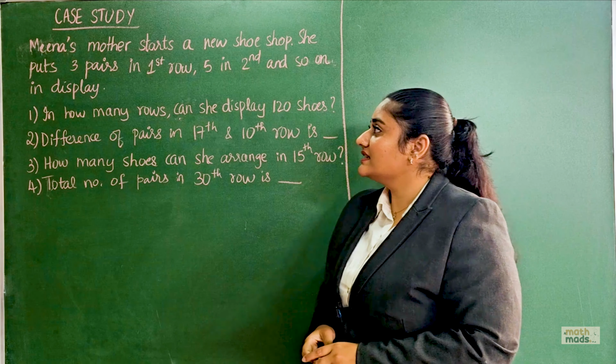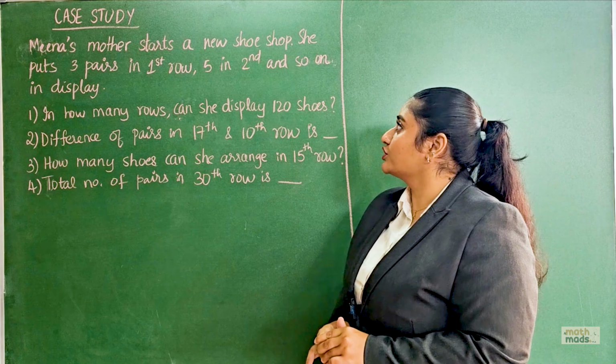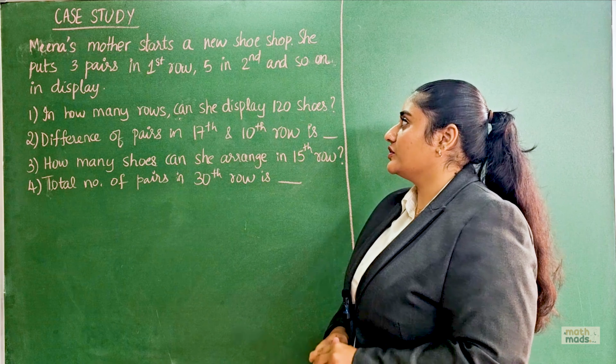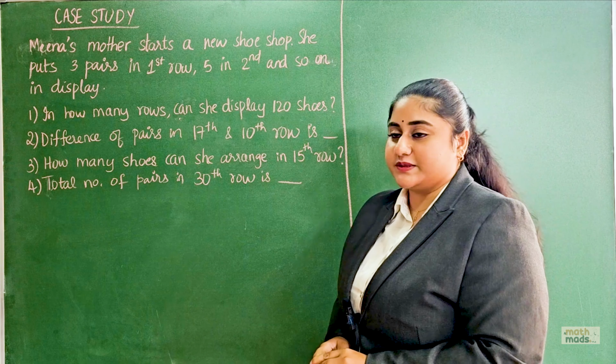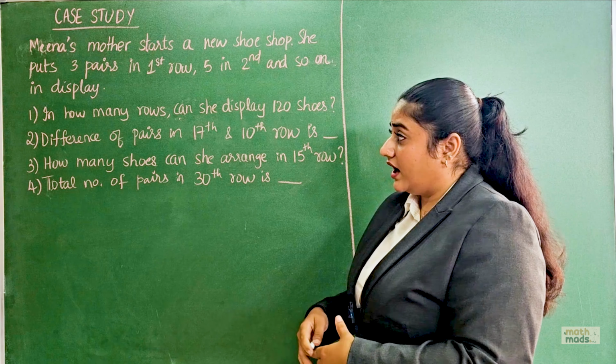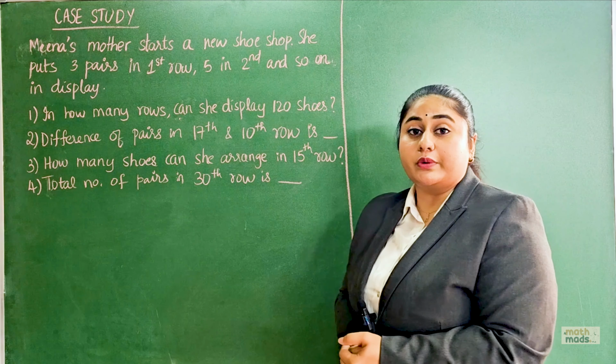The first question is, Meena's mother starts a new shoe shop. She puts 3 pairs in the first row, 5 in the second and so on in the display. So the first question is, in how many rows can she display 120 shoes?